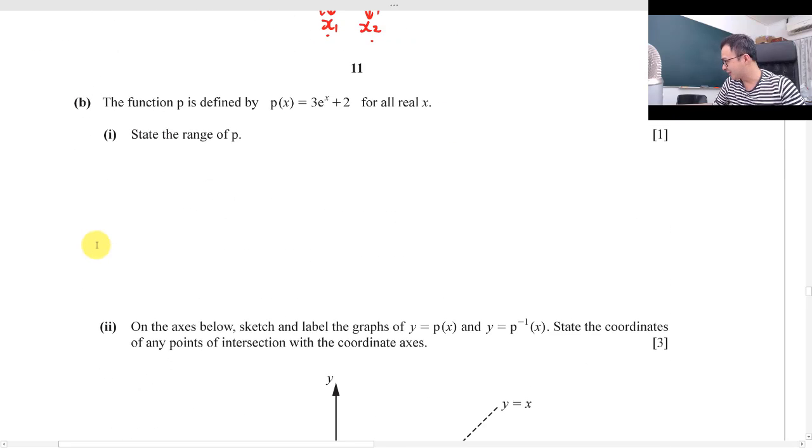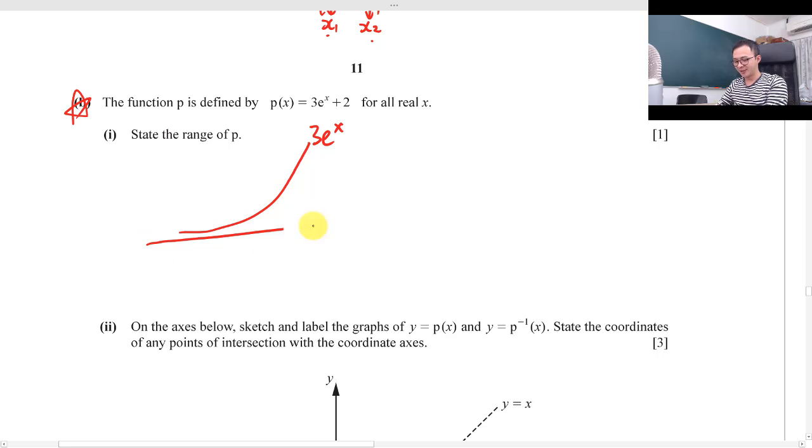Okay, so the function p is defined as such for all the real values. For all the real value of x, state the range of p. So okay, this one is quite hard if you don't understand the E graph at all, but if you understand, it's not that bad. So for E graph, we know its pattern looks like this. It's plus 2. Okay, I do something like 3e^x first. Yeah, the graph will be like this.